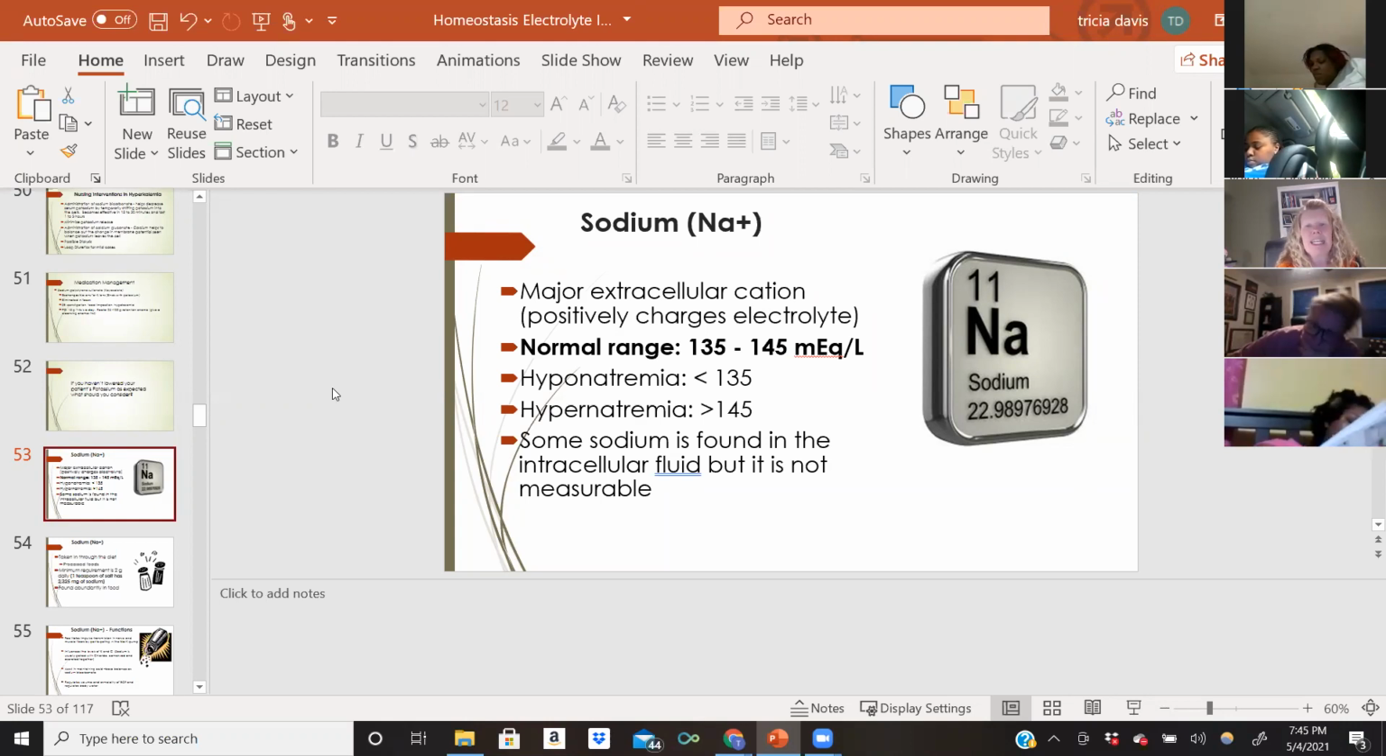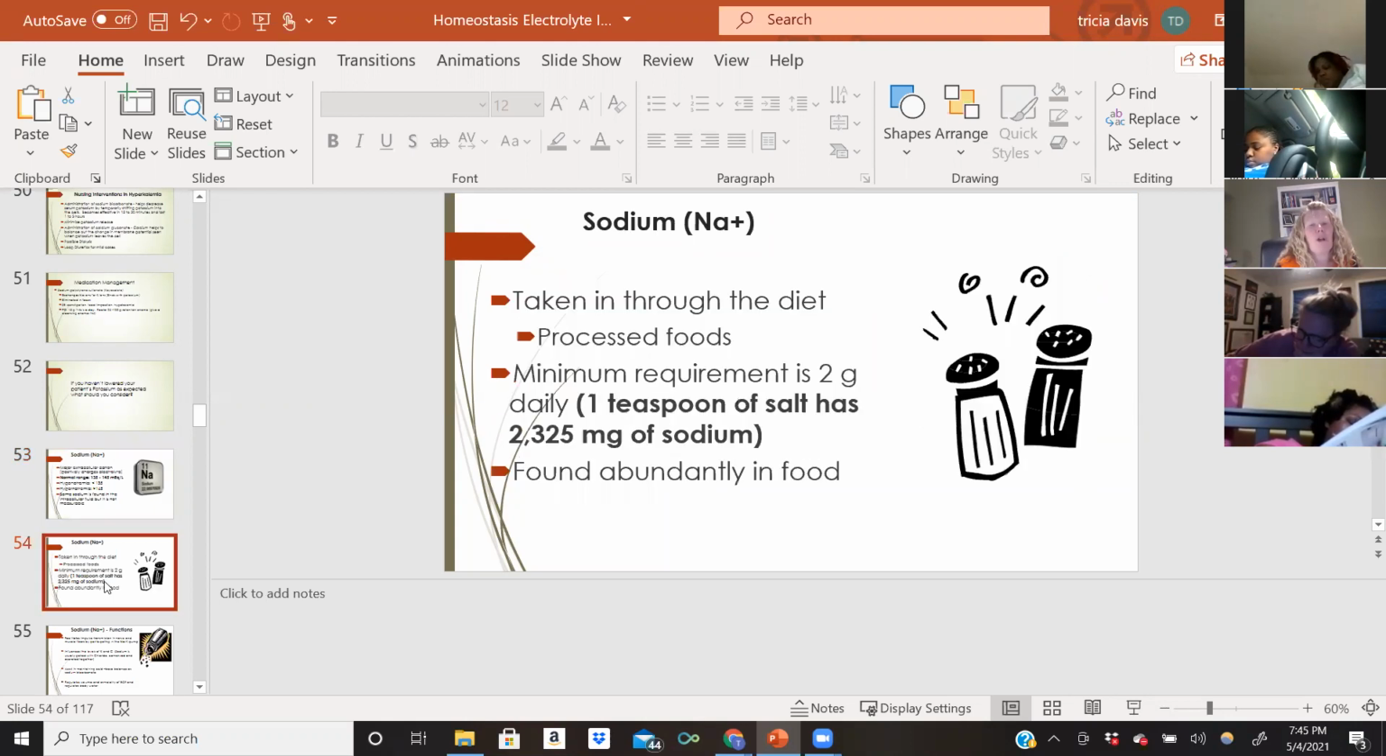Some sodium is found in our intracellular fluid, but it's not measurable. But there is a very small amount there. How do we get sodium in our body? So we take it in through our diet, right? Processed foods are filled with sodium. The minimum requirement is 2 grams daily. 1 teaspoon of salt has about 2,325 milligrams of sodium. Our minimum requirement a day is 2,000 milligrams, right? So a teaspoon of salt has a lot. It's found abundantly in a lot of foods.